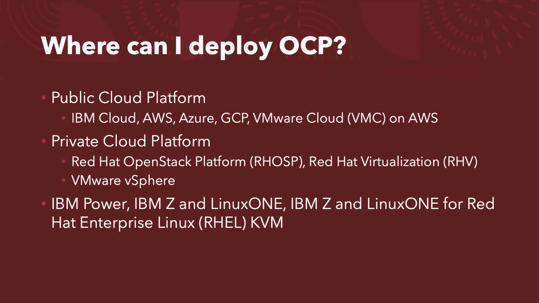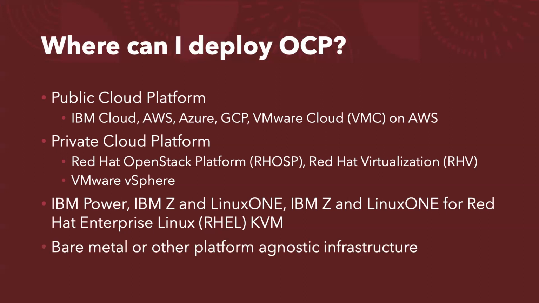Since IBM acquired Red Hat, OpenShift Container Platform can also be deployed to any one of the supported IBM hardware. It could be IBM Power Series, IBM Z Series, and LinuxONE. Both IBM Z Series and LinuxONE use Red Hat Enterprise Linux KVM. And if you like, you can also deploy to bare metal machines or any other platform-agnostic infrastructure. So today I'm going to show you how to deploy to IBM Cloud.